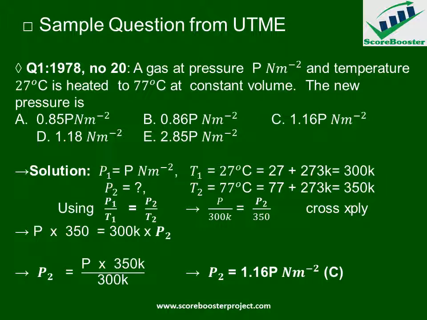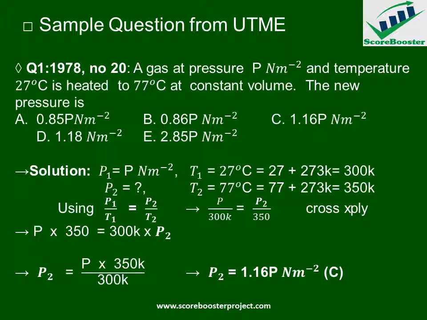Then the pressure P2 is not given. Of course, that is what they want us to find. And the temperature T2 is 77 degrees Celsius, which similarly can be converted to Kelvin by adding 273. Therefore, 77 degrees Celsius will be equal to 77 plus 273, and that is equal to 350 Kelvin. So our T2 now will be 350 Kelvin, while our T1 is 300 Kelvin.